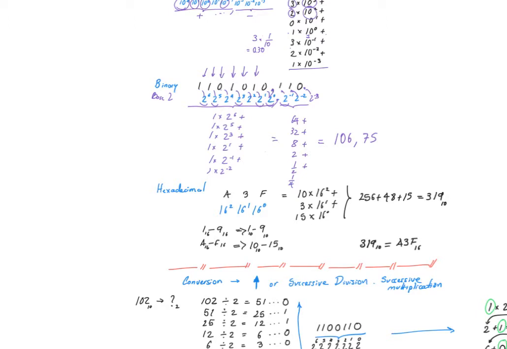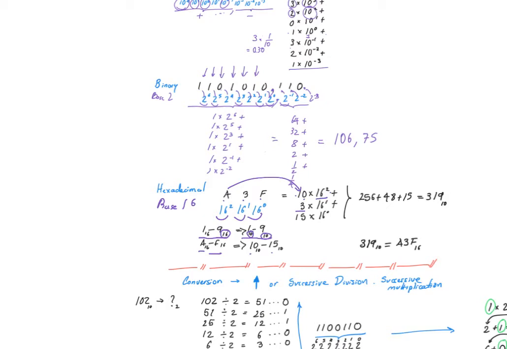Now, for hexadecimal, the base is 16. So in base 16, we just use powers of 16, right? So this A3F is going to be 10 times 16 to the power of 2, 3. Well, the A represents 10 because, as I said, the first 9 digits in hexadecimal are the same 9 digits in Denary. And from A to F represents from 10 to 15, so A is 10.